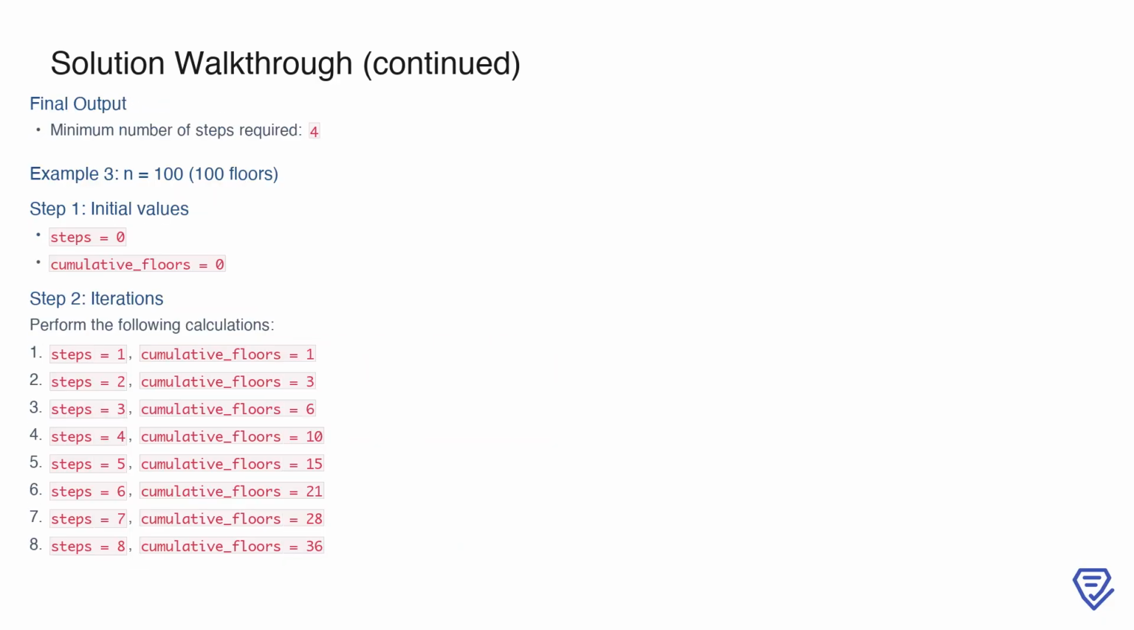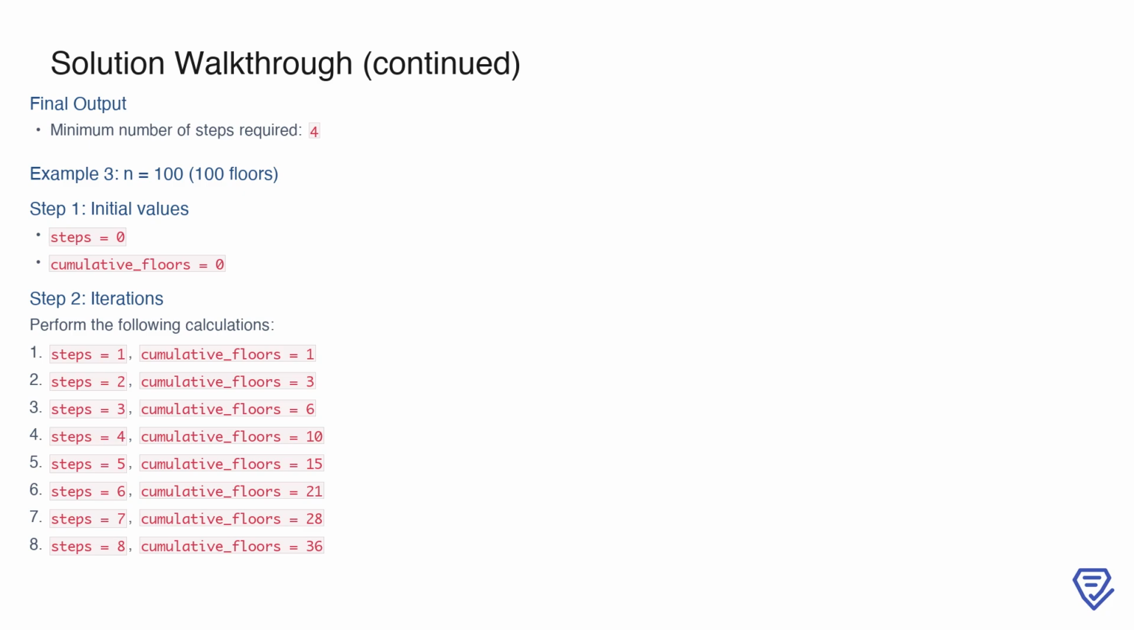Next, let's tackle the larger example with 100 floors. As always, we start by initializing steps to 0 and cumulative floors to 0. We then begin iterating. In the first iteration, we increment the steps to 1, and the cumulative floors become 1. In the second iteration, steps increase to 2, and cumulative floors rise to 3. In the third iteration, steps are 3, and cumulative floors total 6.